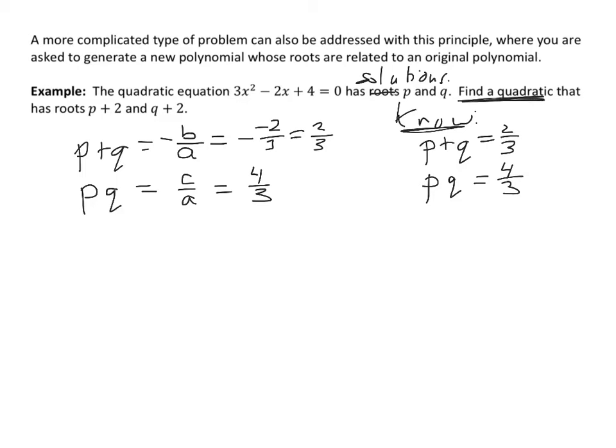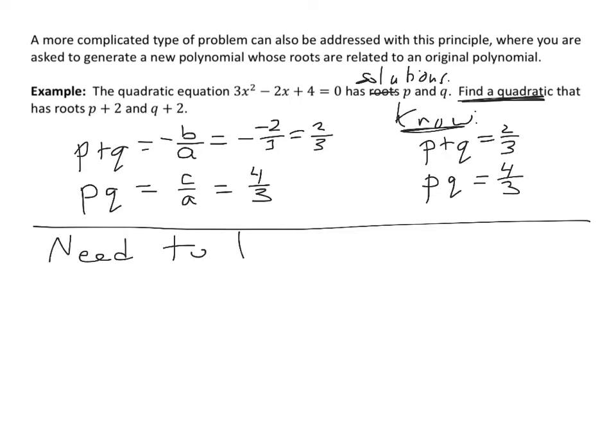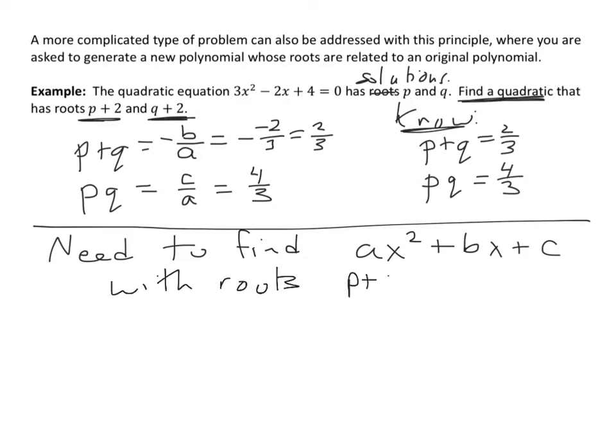I need to find a quadratic. So it's like I've set up the things I know before. Now I need to find a new quadratic, ax squared plus bx plus c, that has these different roots. And I want to point out, and this is really important, this a, b, and c here are not going to be the same ones, because otherwise the roots would have been p and q, not p plus 2 and q plus 2. Moreover, I need this quadratic ax squared plus bx plus c with roots p plus 2 and q plus 2. It's shockingly hard to say.